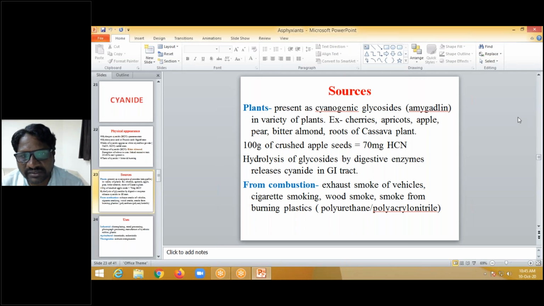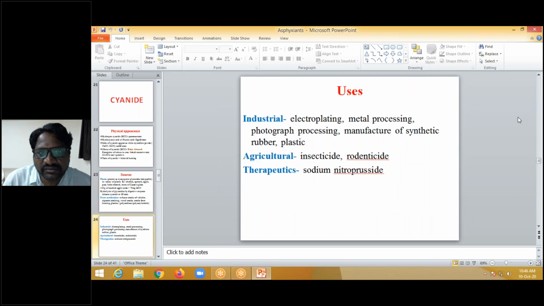See, if you ingest the apple seeds themselves, no problem. But whenever they are crushed, 100 grams of the seed powder will equal 70 milligrams, and it is poisonous. Also, the glycosides release cyanide in the GI tract through digestive enzymes, so it is a natural process. From combustion, exhaust smoke of vehicles, cigarette smoking, wood smoke, and smoke from burning plastics may also release hydrocyanic gas.